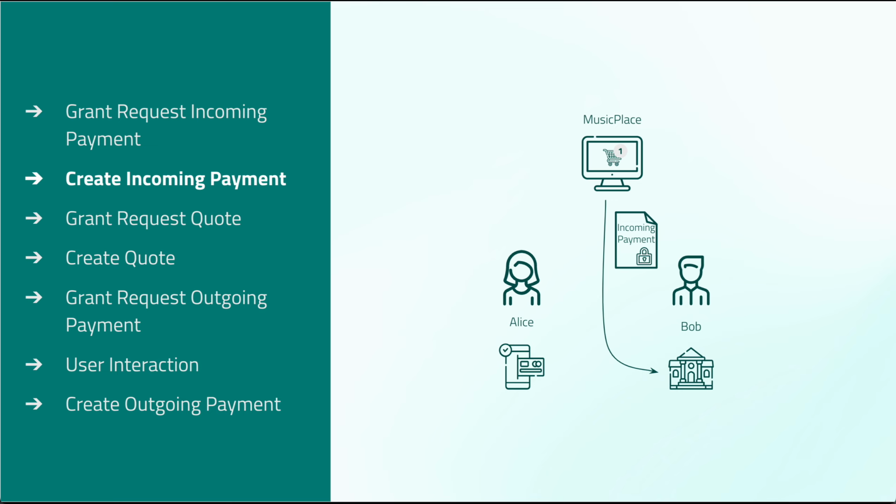Say a track costs €5. It'll say, okay, we'll make an incoming payment for €5, and that will be embedded in the incoming payment, so Bob knows how much he will be receiving.